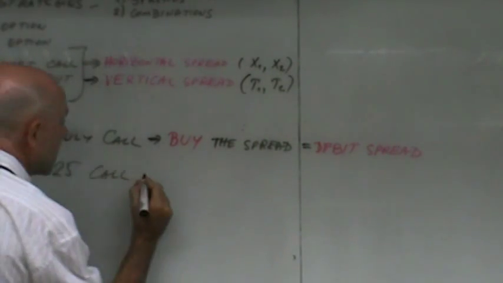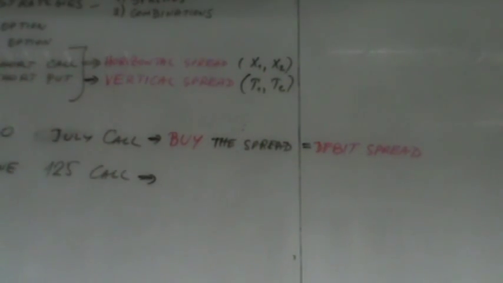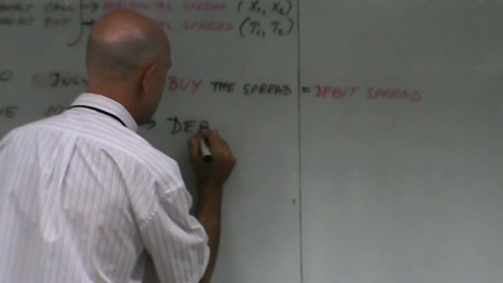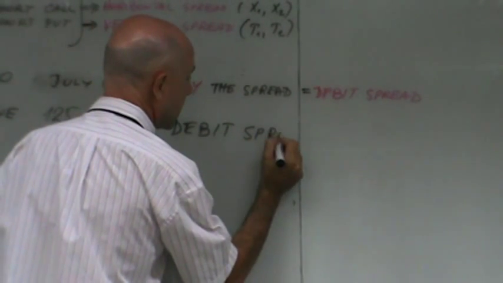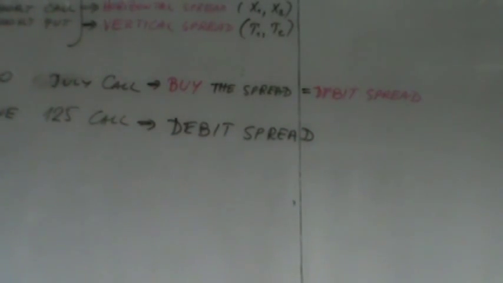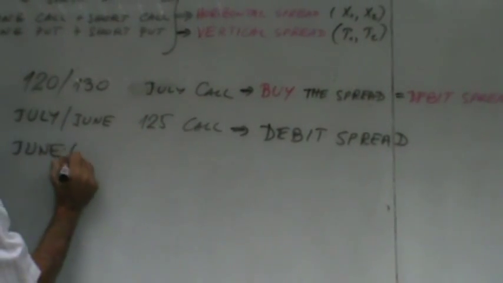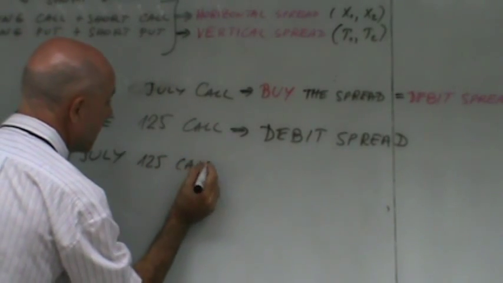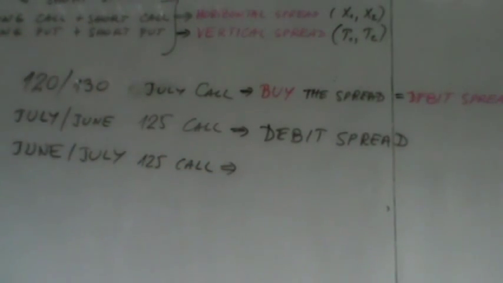Here, the July call is more expensive than the June, so this is also a debit spread. July costs more than June. So, the June, July 125 call is a credit spread.